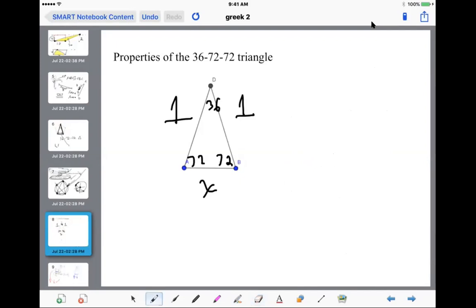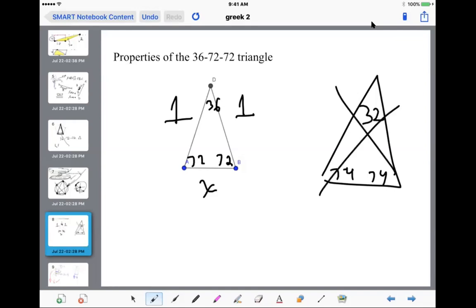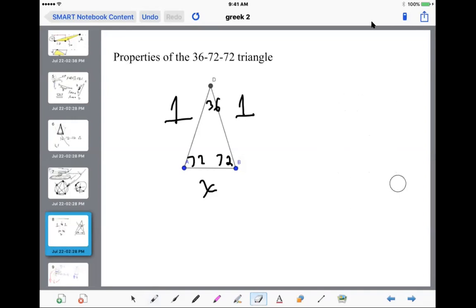And most triangles are impossible. Like if I said 32 degrees and made these 74, 74, that wouldn't be possible without trigonometry. There is something special about the 36, 72, 72 triangle that it's possible to work out the length of that bottom side without a trig chart. And I'm going to show you how now.